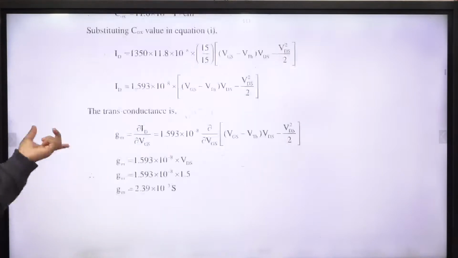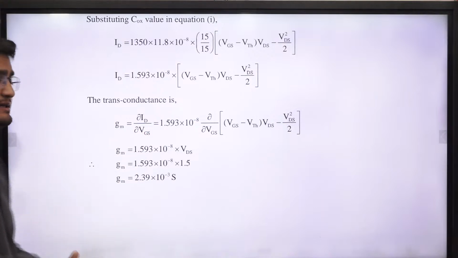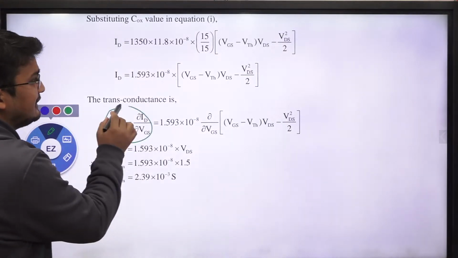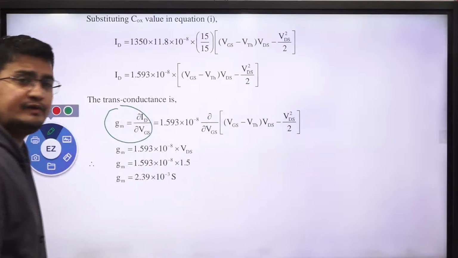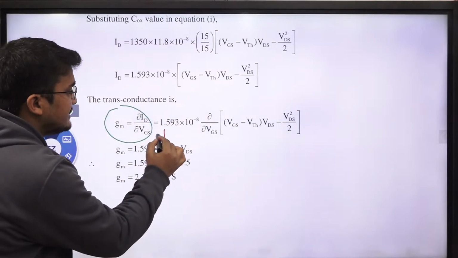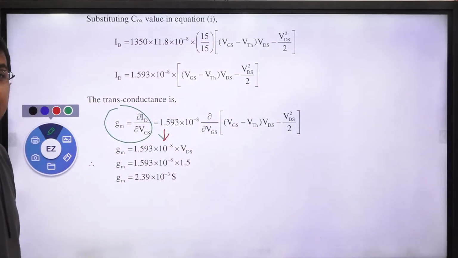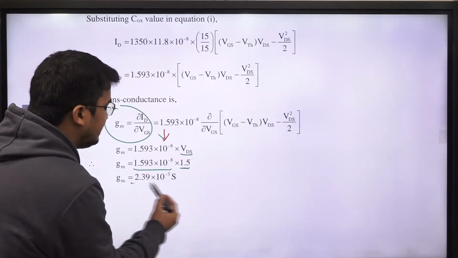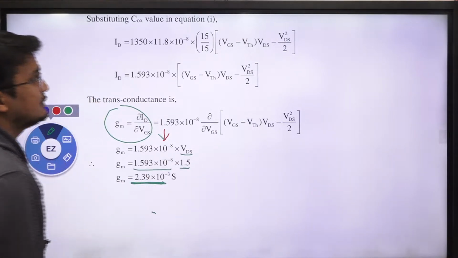And then I told you how to calculate transconductance. This is the proper way to calculate the transconductance. You don't need to remember the formula. Is it clear? Differentiate this with respect to VGS. Then you will get this value. And what is the value of VDS given? The value of VDS given was 1.5. Simply put it in and multiply, you will get this value.